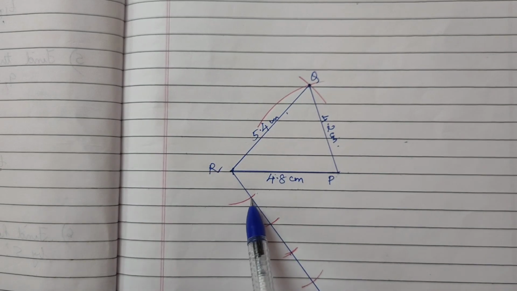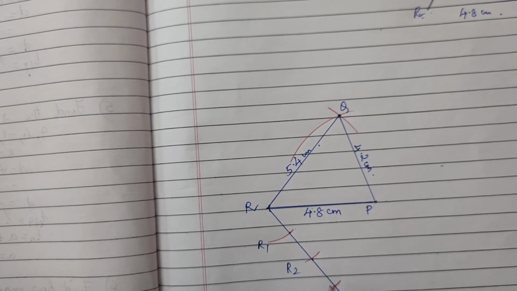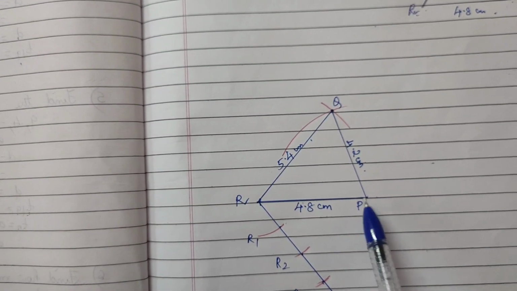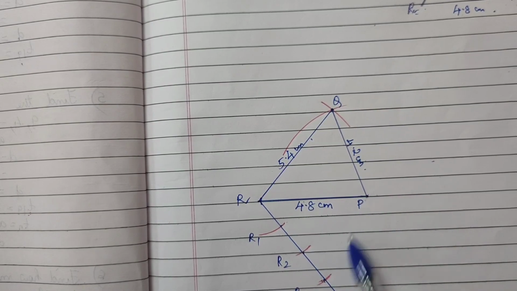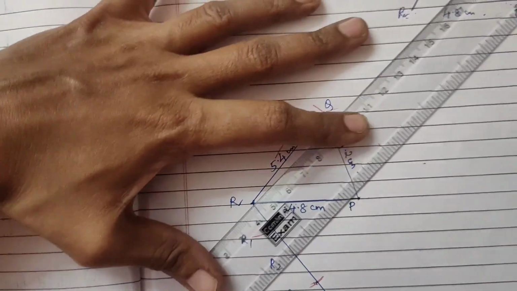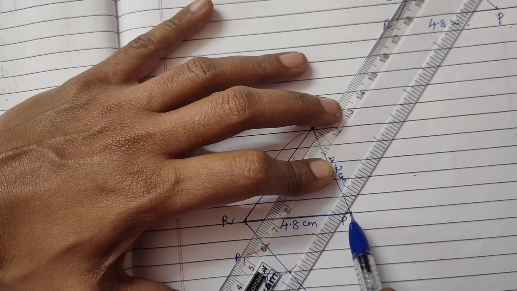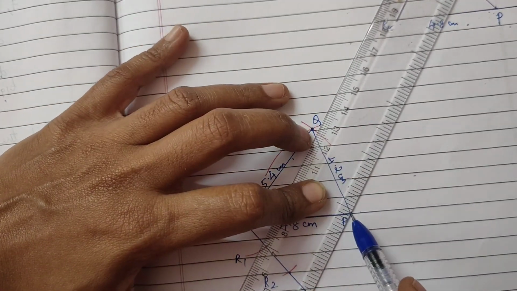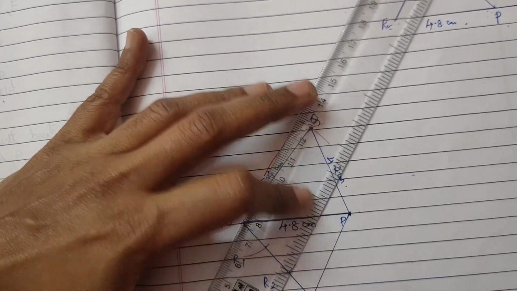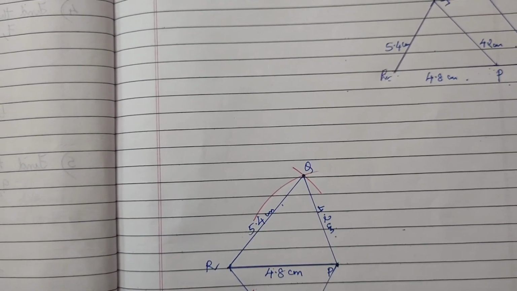So point, we consider this as R1, this is R2, this is R3, and this is our R4. Then we are going to join this PR3. Okay, so I am joining it. See, always after making arcs, you make an intersection point here so that your answer will be perfect. So I joined it. Now the triangle PQR is prepared, but we need to prepare for the LTR.